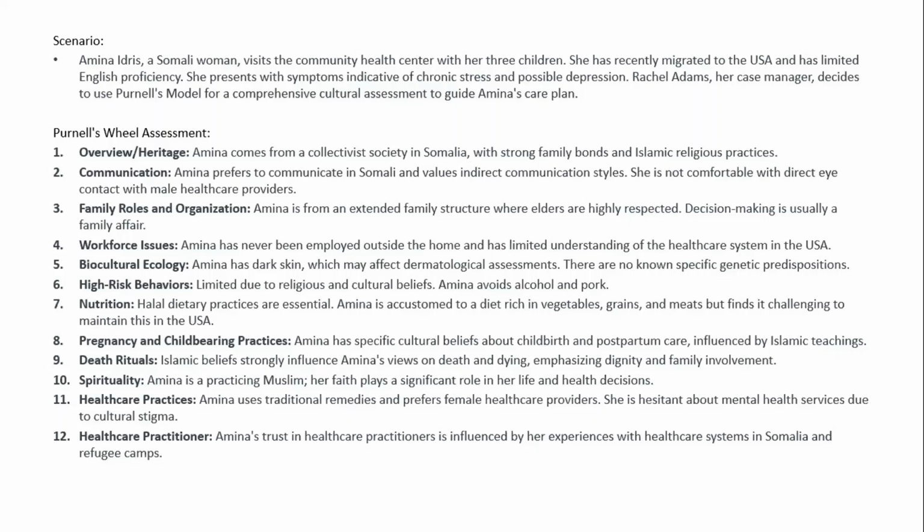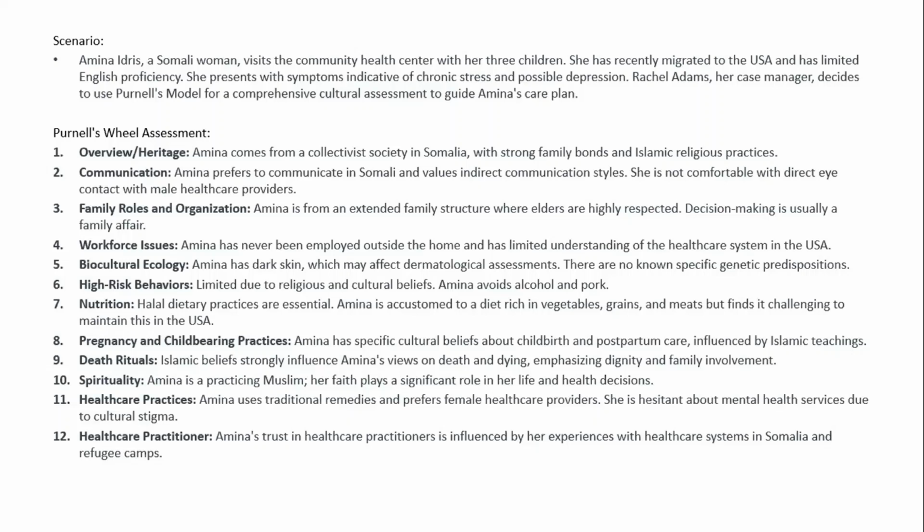She has dark skin, which may affect dermatological assessments. There are no known specific genetic predispositions. Her high-risk behaviors are limited, due to religious and cultural beliefs. She avoids alcohol and pork. Nutrition: halal dietary practices are essential.